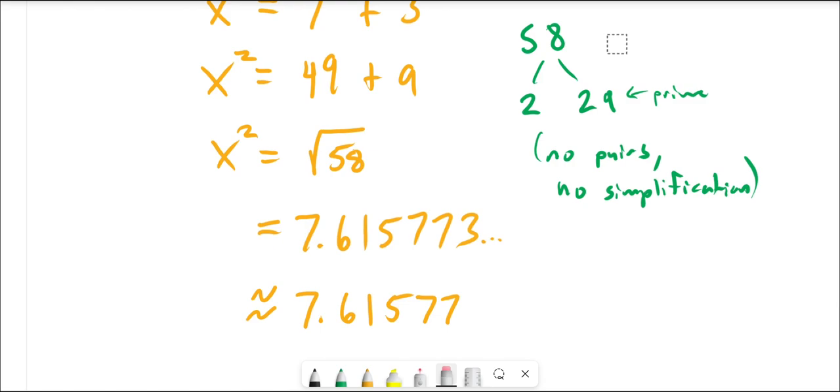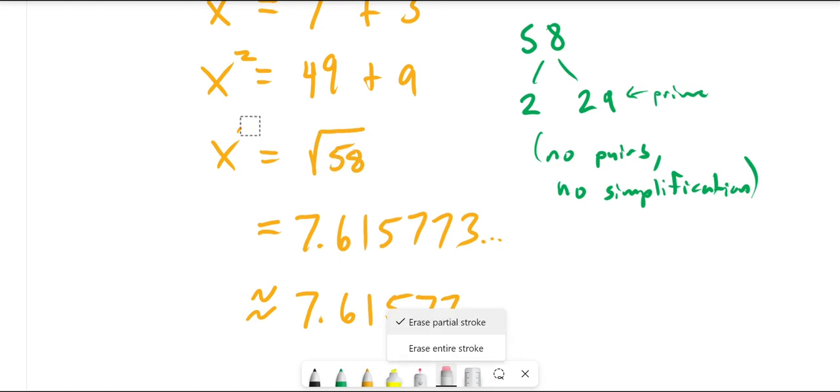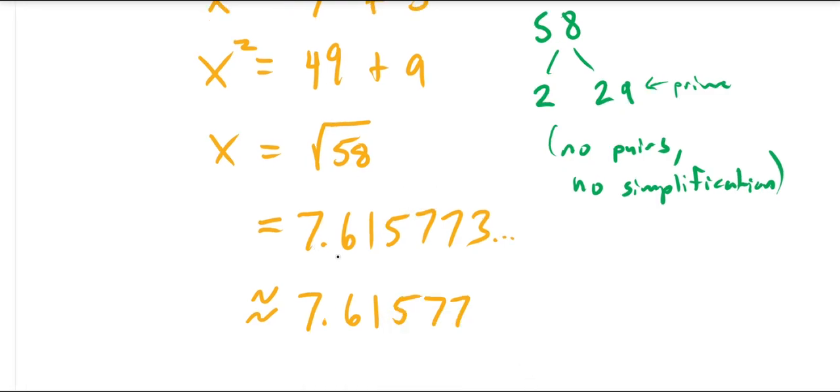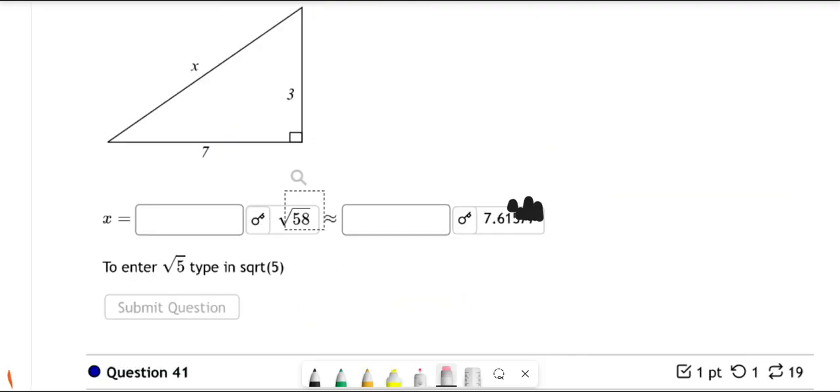If there's no pairs in our list of prime factors, there's no simplification we can do to this square root. And so we would either have this as our exact answer, well, without this square here, of course, that shouldn't be there. Or if we plug that into a calculator and we find its decimal place, we have 7.615773 and so on. If we want that rounded, we need to look at the 7th place. It's less than 5, and so we keep this number the same, rounding down to 7.61577. Checking our answers, checking our work, we can move on.